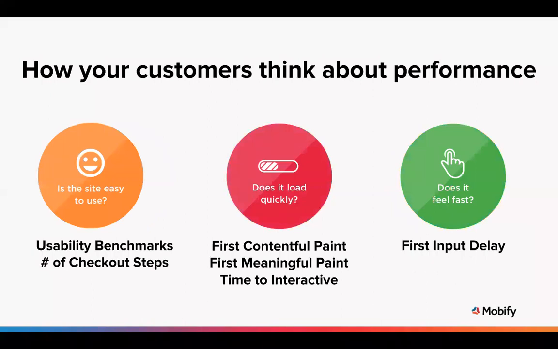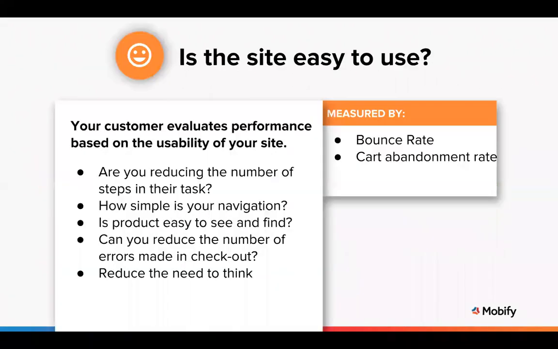So when a shopper arrives at a site, a lot of times there's 3 big things that are going to help them understand whether it's performant or not. They'll think about whether it's easy to use. They'll think about whether it loads quickly, and they'll think about how fast it feels when they interact with it. So in terms of easy to use, a lot of what we think about is how quickly can a customer understand the page that they're on, orient themselves, and find where to go next.